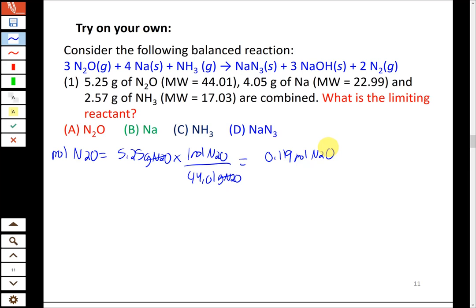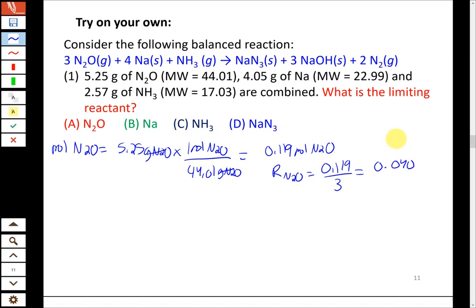That alone does not tell us if it's the limiting reactant, so we calculate its stoichiometric ratio R, which is that number divided by the coefficient. This equation was already balanced for us, so we don't have to determine that. The coefficient for N2O is 3, so that's 0.040, just to keep 3 decimal places. All right, that's the ratio for N2O.